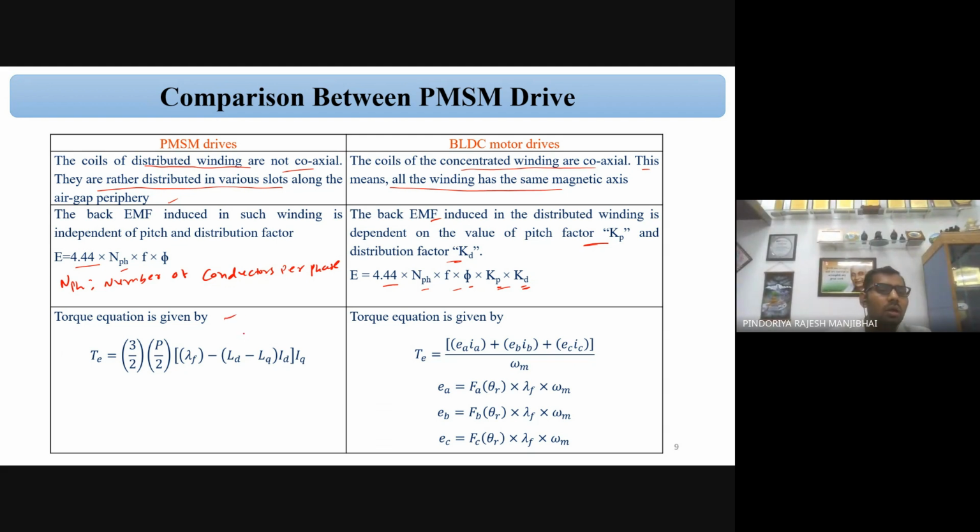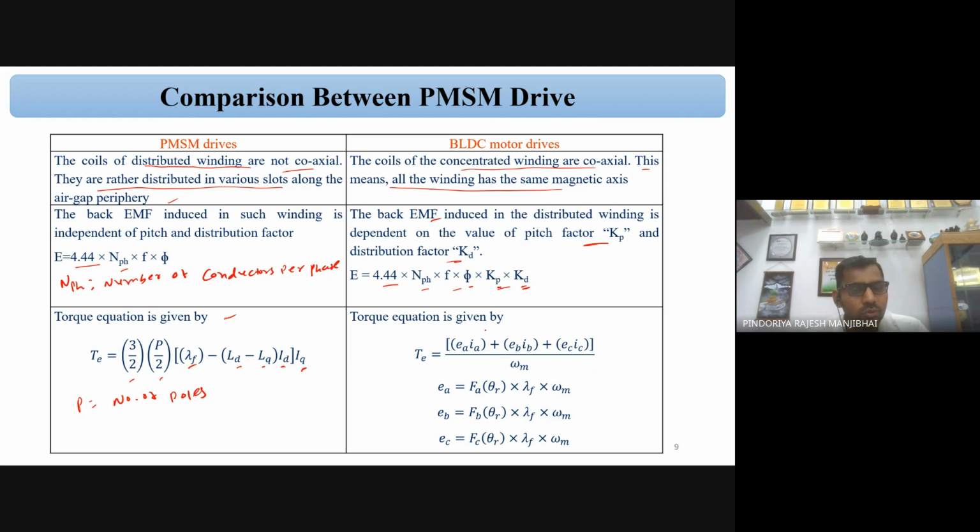The torque equation for the PMSM is 3 by 2, P by 2, where P is the number of poles, not the pole pairs, times lambda F, the flux linkage, minus Ld minus Lq, where Ld is the d-axis inductance and Lq is the q-axis inductance, into Id, the d-axis current, into Iq, the q-axis current. So we have to convert the three-phase quantity into DQ quantity for a better control approach. We already discussed this DQ transformation during the first semester in the analysis of electric machines, correct? If you forgot this concept, then please revise it. Ultimately we have to convert the three-phase quantity into a two-phase quantity for better controllability.